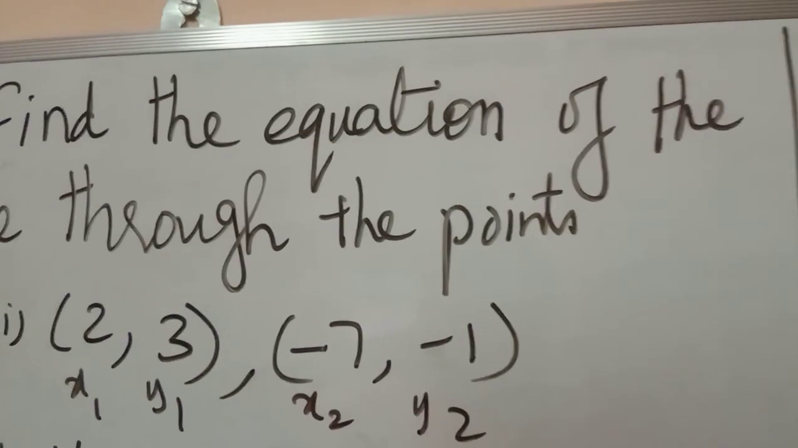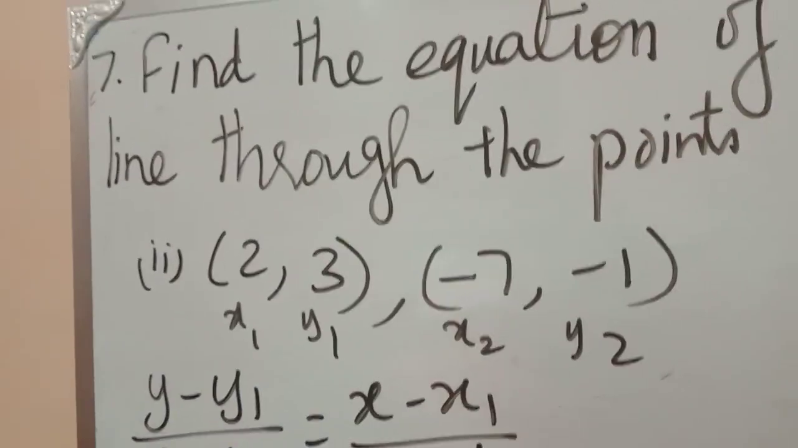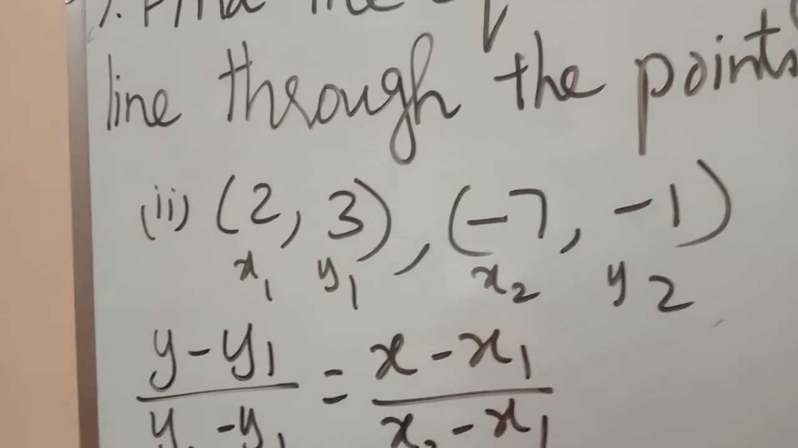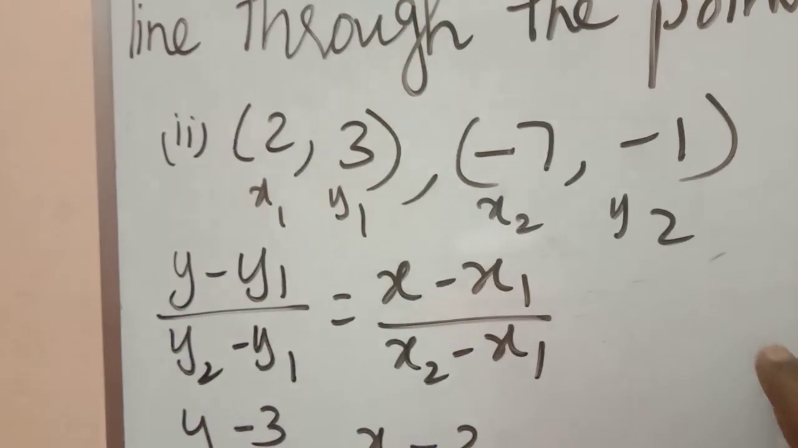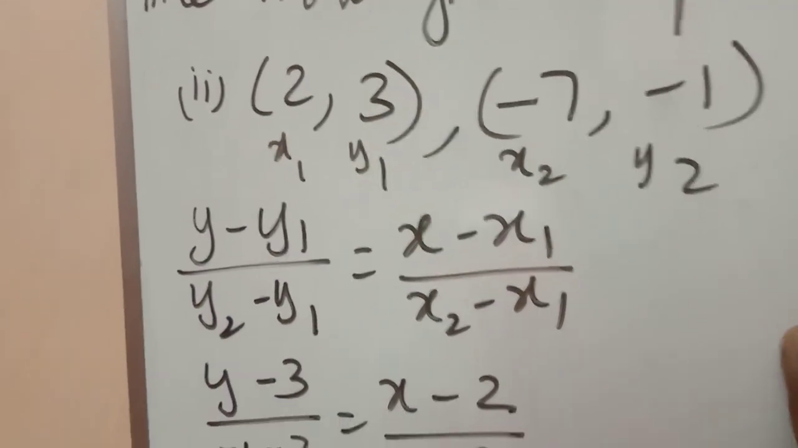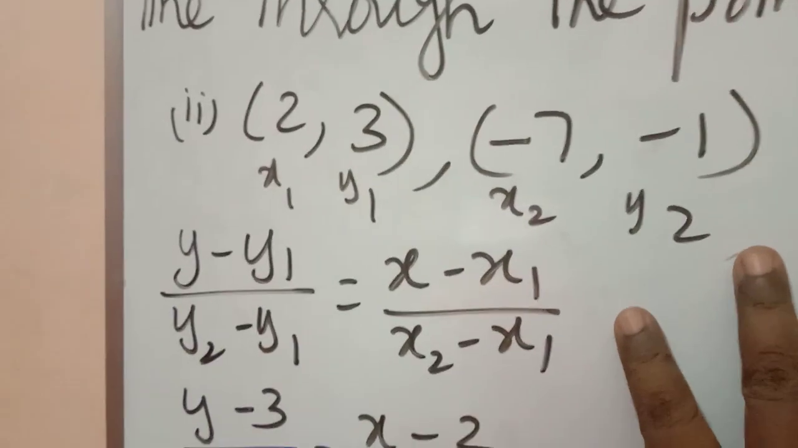Find the equation of the line through the points. Two points are given. We have to find the equation of a straight line which is passing through these two points. So if two points are given, how will you find the equation?